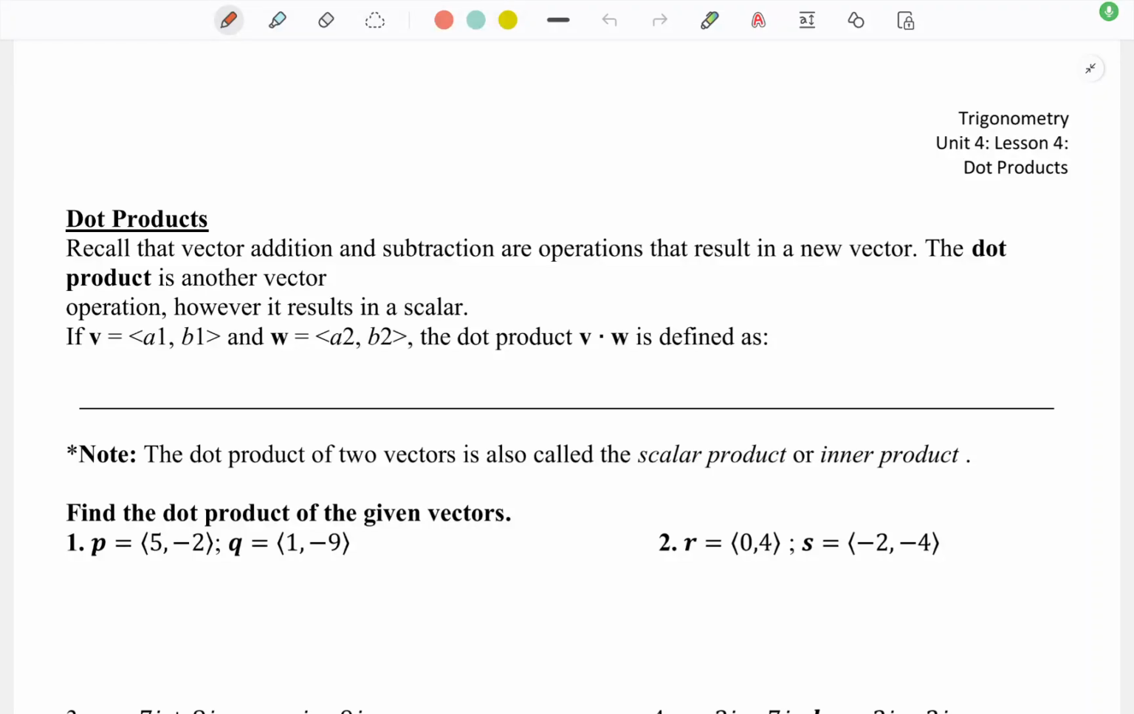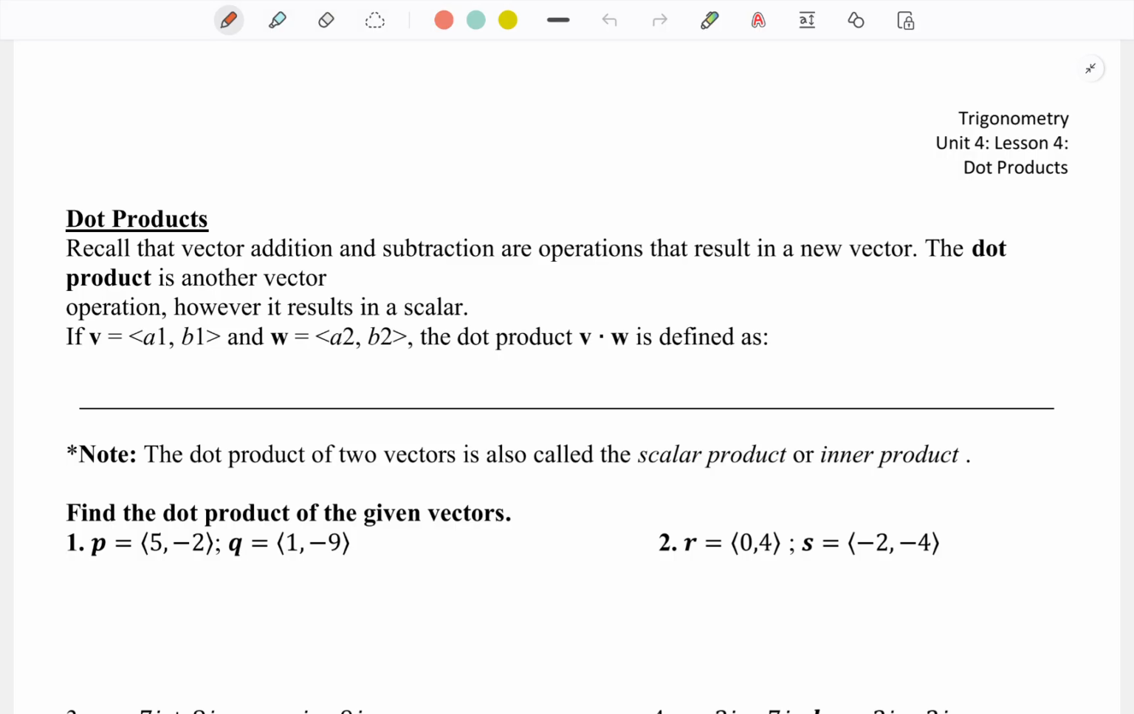So for this lesson, we are going to be talking about dot products. I want you to first recall that vector addition and subtraction are operations that result in a new vector. And the dot product is another vector operation. However, it results in what is a scalar.